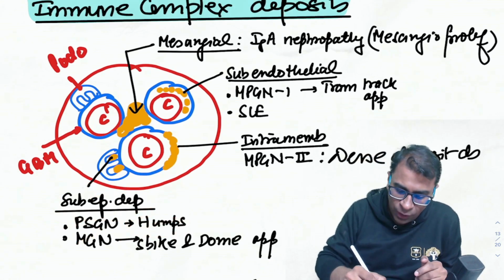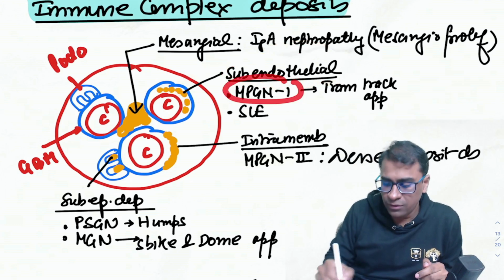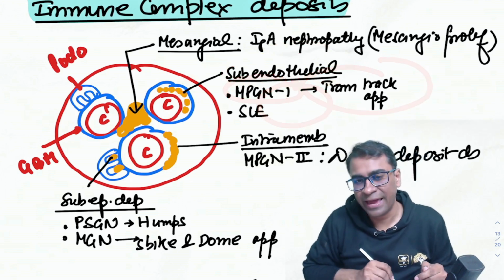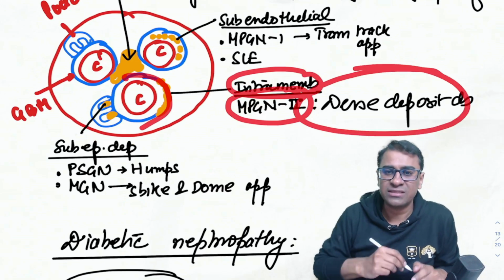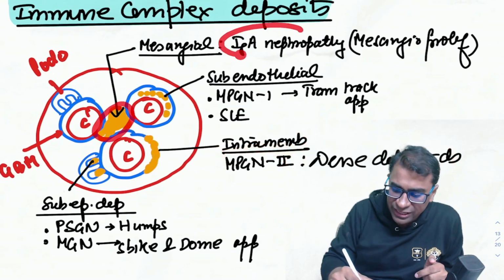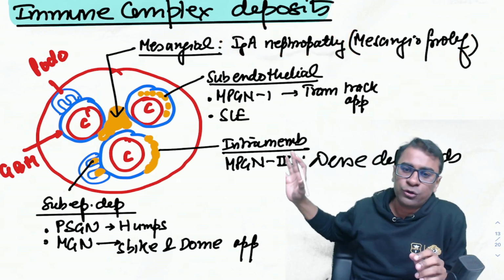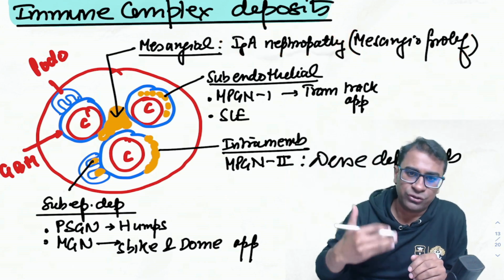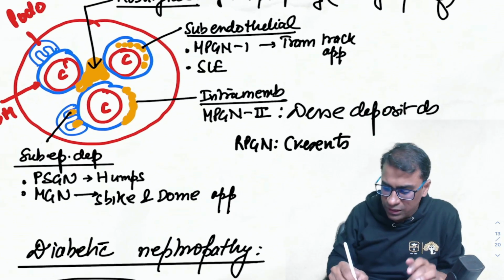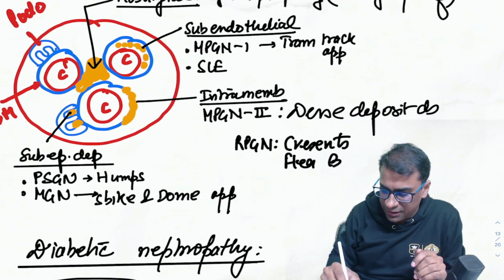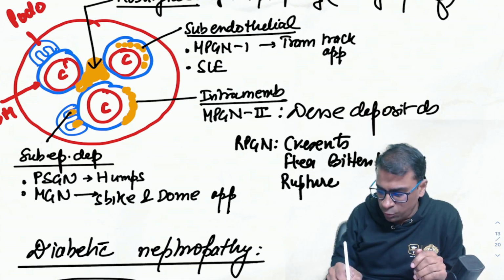If you see an immune complex between the GBM and capillary, it's subendothelial deposition. It is seen in MPGN type 1, which shows tram track appearance, and SLE. Intramembranous deposition is MPGN type 2, which causes dense deposit disease. And on the mesangium is IgA nephropathy, and hence we call this mesangioproliferative glomerulonephritis. That is the simplest way to revise nephritic and nephrotic syndrome. Just remember a few other things: RPGN shows crescents, shows flea bitten kidney, and shows rupture of GBM on electron microscopy.